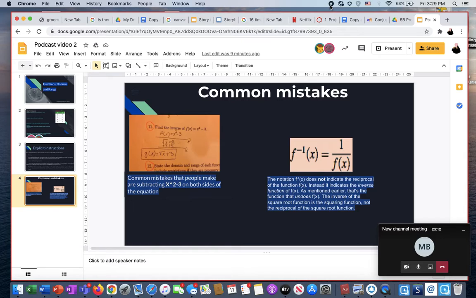As mentioned earlier, the inverse of the square root function is a squaring function, which undoes the square root function, not the reciprocal of the square root function.